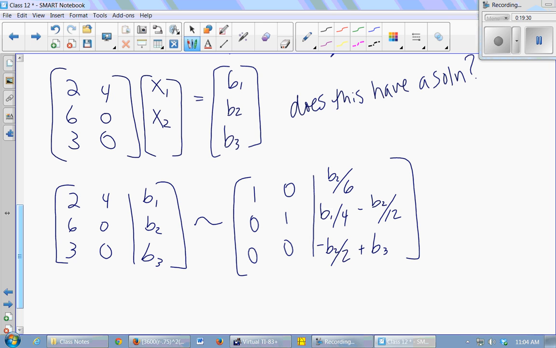No, right? Because this says 0x1 plus 0x2 equals a number, right? That's only true if this number is 0. So there are definitely B values that can make this system inconsistent. Okay, so there are B vectors that make the system inconsistent.